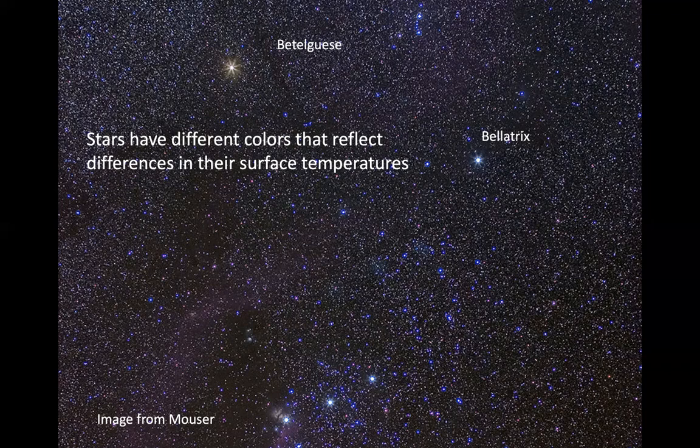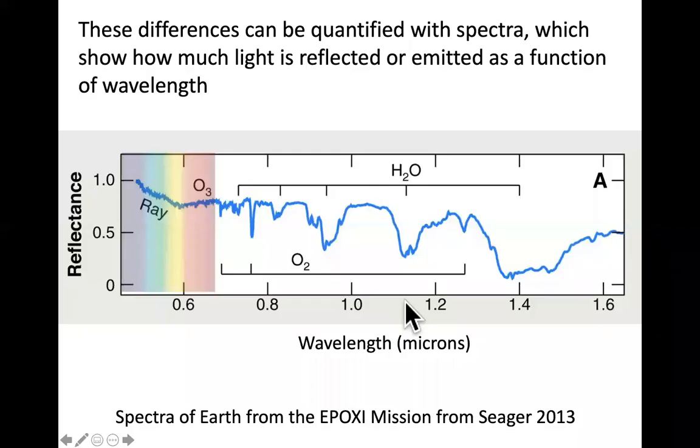Now, the way we can quantify the actual colors that we're seeing here is using something called a spectrum. For any object that emits or reflects light, we can break up the different types of light, the different wavelengths, and make a plot like this. This is a spectrum. It is basically a plot of the brightness as a function of wavelength. And you can construct this of any object that you have light for. This is actually the spectrum of the Earth, which we'll talk about in class.